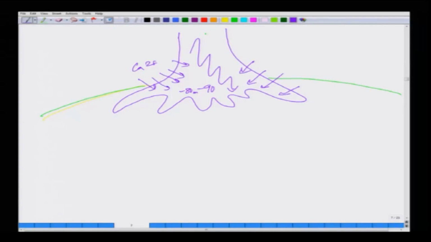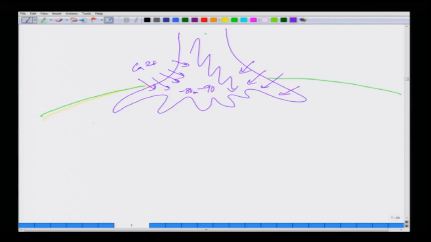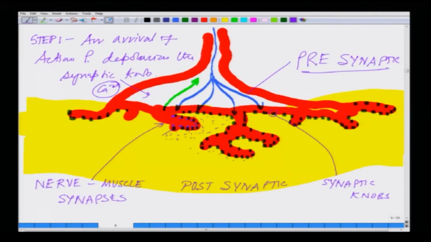This is followed by this: the calcium goes and binds to these synaptic vesicles. And as soon as it binds to these synaptic vesicles, they open up. They start secreting the neurotransmitter in this zone. So, these are the acetylcholine which are being secreted by the nerve terminal. This acetylcholine immediately goes and binds to the postsynaptic membrane.